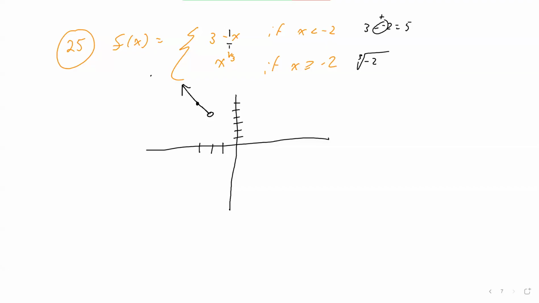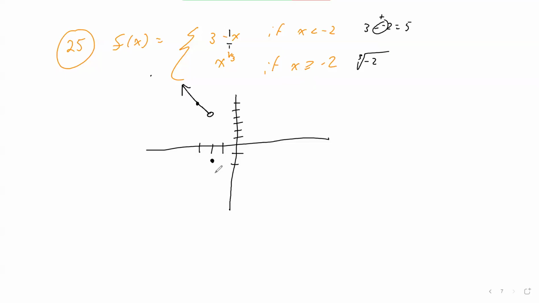All right, let's try this. 2 negative. We will raise this to parentheses 1 divided by 3 and enter. And there you go. So you get -1.2. I knew there'd be a way. All right, so we get -2 and then -1.2 would be roughly about right here. And this will get a solid dot because this one does have an open circle.